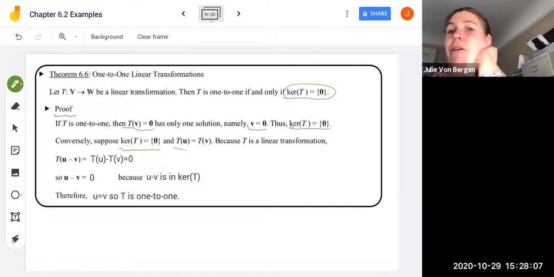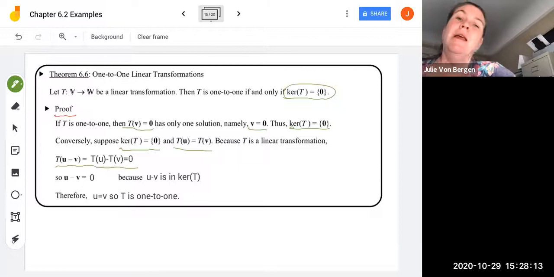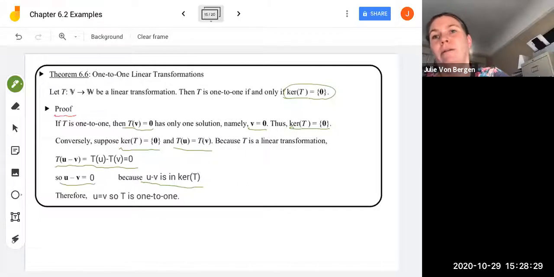Because T is a linear transformation, then we know by the first property of linear transformations, T of U minus V equals T of U minus T of V, and that equals 0. And so U minus V has to equal 0 because U minus V is in the kernel of T. So therefore, U equals V, so T is one-to-one.